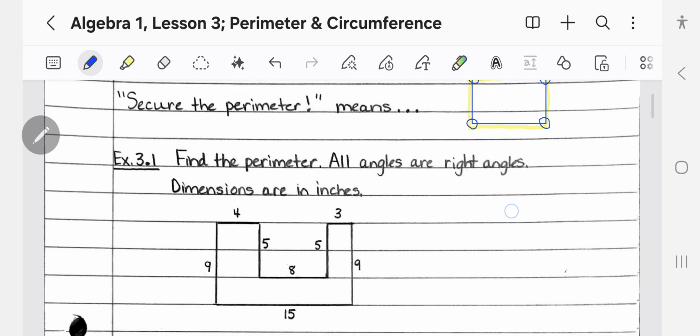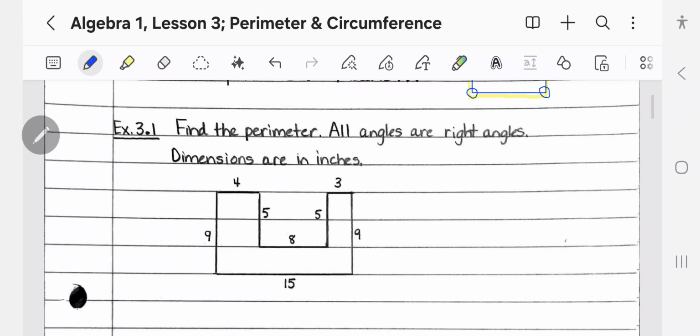So in example 3.1, it says to find the perimeter. We're going to think about this as a fort, if it were three-dimensional. All angles are right angles. That's helpful, so we know that all of these are square corners. That helps us figure out some of the distances, because in some later problems, they're not going to give you all of the distances. You're going to have to figure those out. So we can assume these are all right angles.